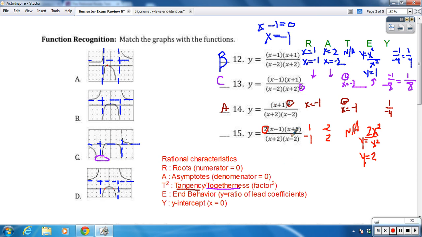And on this one, that 2 is going to affect the y-intercept. I get a -2 over -4, so my y-intercept this time is going to be at +1/2. So that's going to be D. So it's a very ugly D. So make sure that you understand polynomial characteristics and rational characteristics so that you could be able to match a graph with its equation without using a calculator.